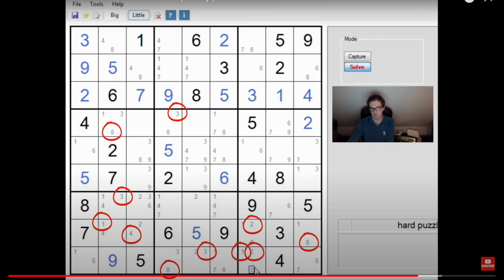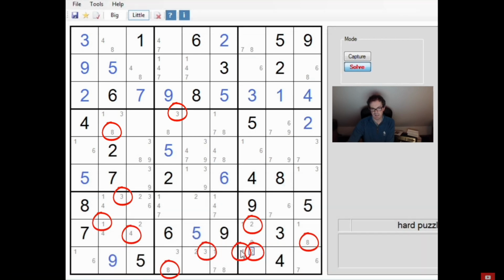Paying off by saying was a 1. So this square, through that absurd logic, cannot be a 1. It must be a 2.